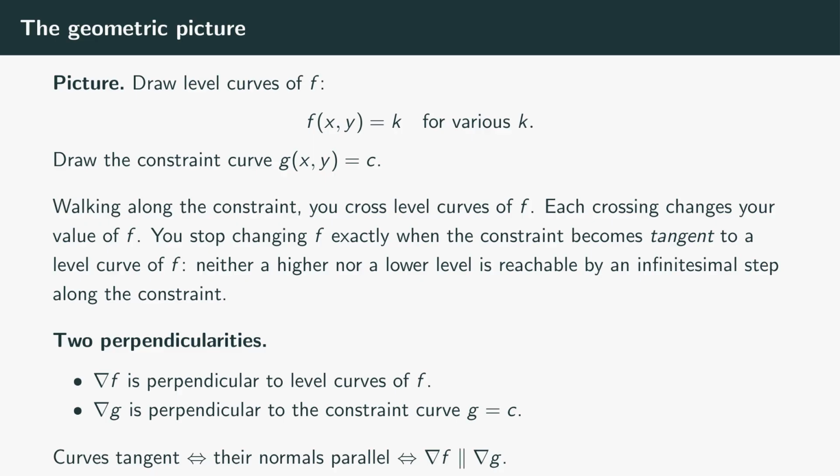At such a tangency point, an infinitesimal step along the constraint doesn't change f to first order, which is exactly what it means for the constrained version of f to be flat. And now use last episode's punchline. The gradient of f is perpendicular to the level curves of f, and the gradient of g is perpendicular to the constraint curve g = c. Two curves are tangent if and only if their normal vectors are parallel. So at the constrained extremum, the gradient of f is parallel to the gradient of g. Two vectors are parallel exactly when one is a scalar multiple of the other. That scalar is lambda, the Lagrange multiplier: the gradient of f equals lambda times the gradient of g.